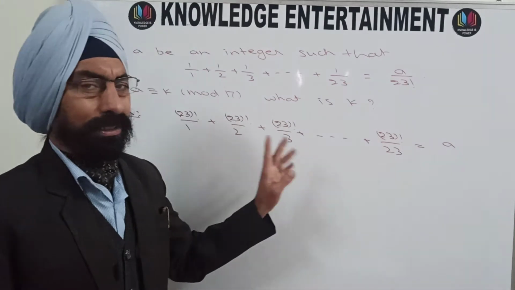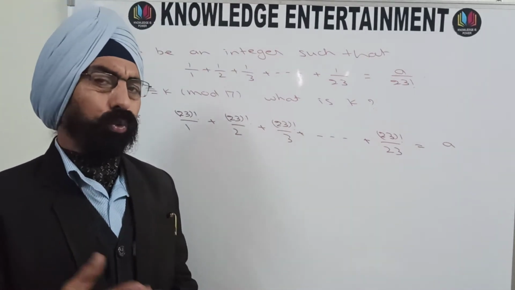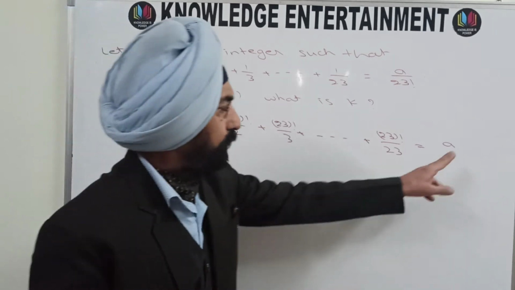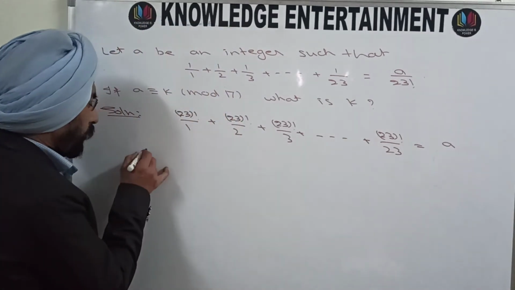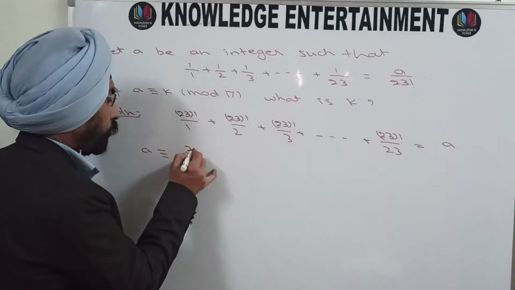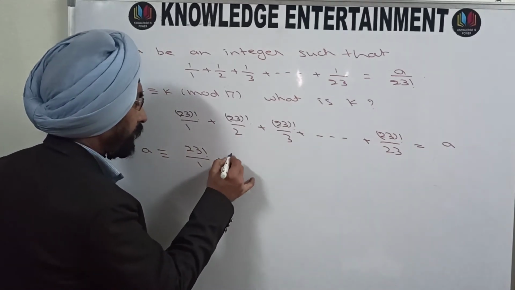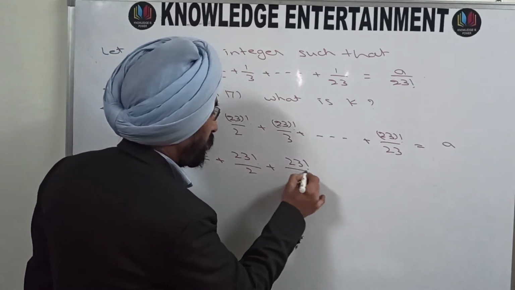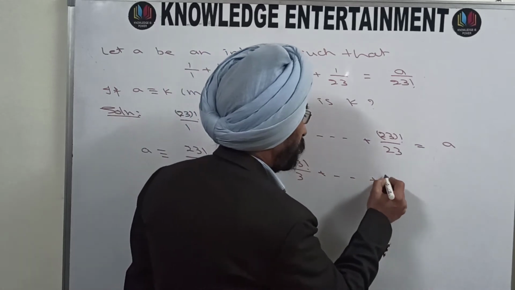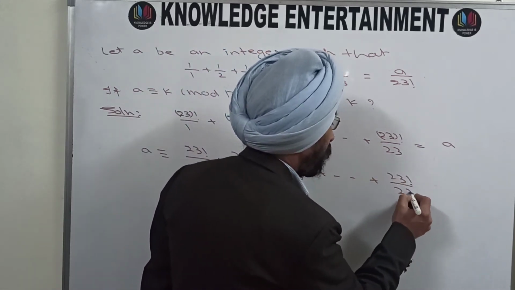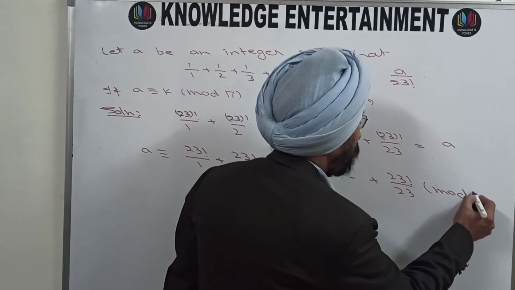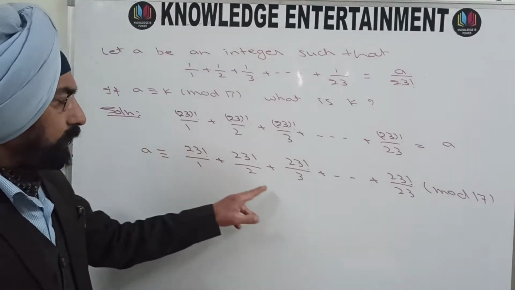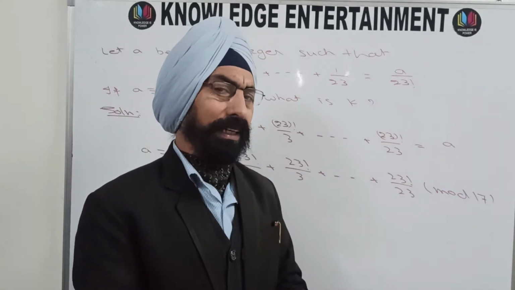Now, a is equal to this. If two quantities are equal, then they are definitely congruent to each other modulo any number. So a is congruent to 23 factorial by 1 plus 23 factorial by 2 plus 23 factorial by 3 plus and so on plus 23 factorial by 23 modulo 17. Because these two quantities are the same, they are congruent to each other modulo any number. So any number, I am taking here 17.